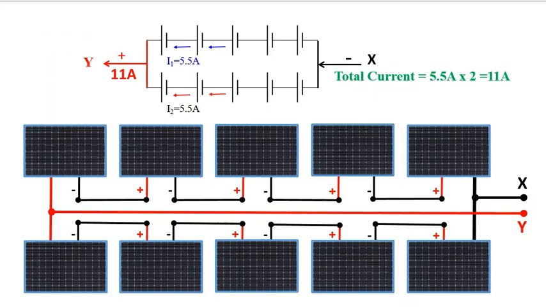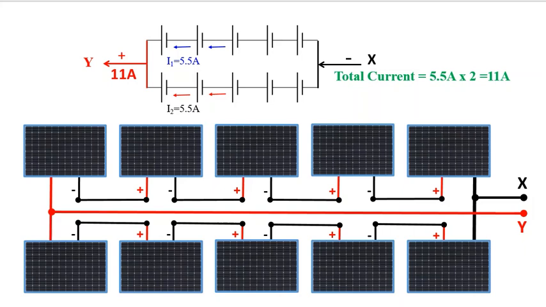Now you will see there are 5 panels in series. So each panel is producing 5.5 ampere current. You will see the same current is flowing through each panel, I mean the first 5 panels. So 5.5 is going to be added to the main branch.